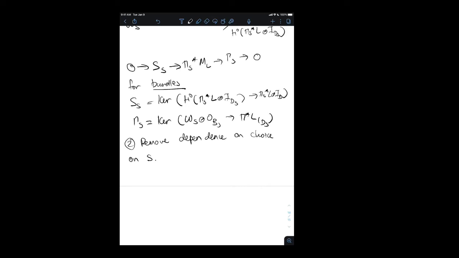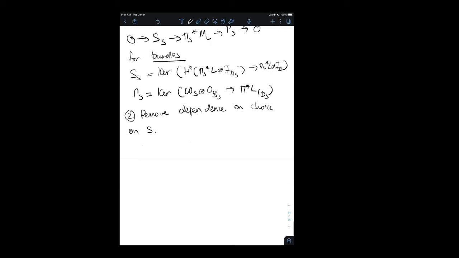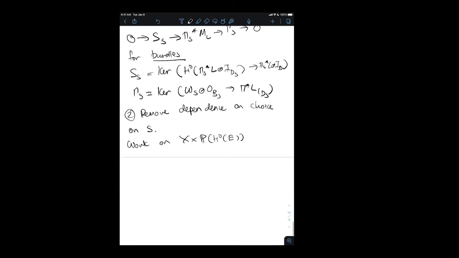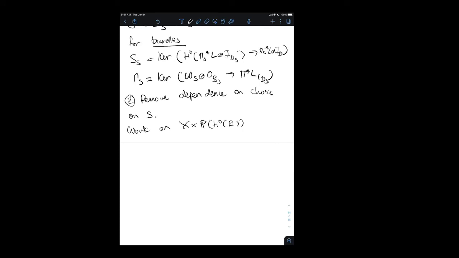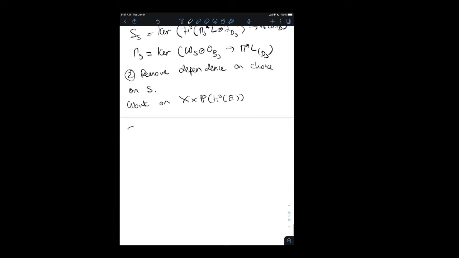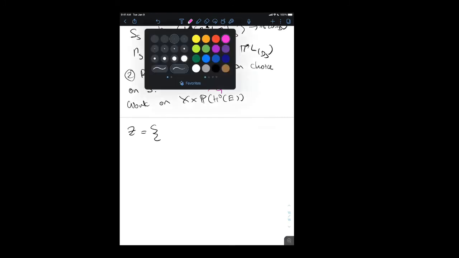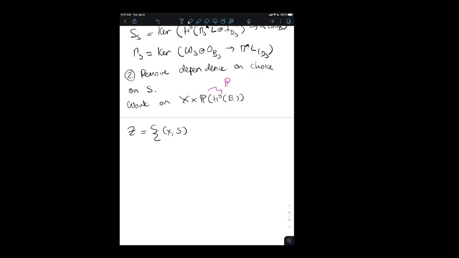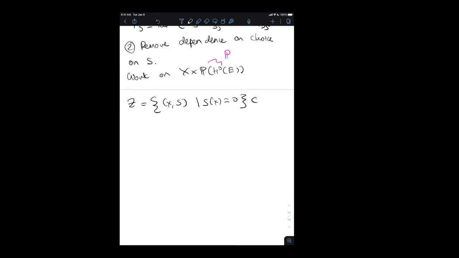So this is simple enough. We just relativize everything by working on X times P H naught E. So let Z now be the set of pairs. Let me call this space P. Now let me work with the space of pairs (X, S) in X times P such that S(X) equals zero. So this is like a relativized version: for each section S, we look at the zero set. Then this lives inside X times P.